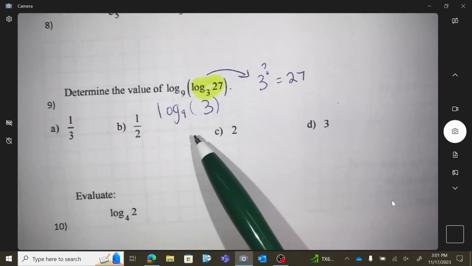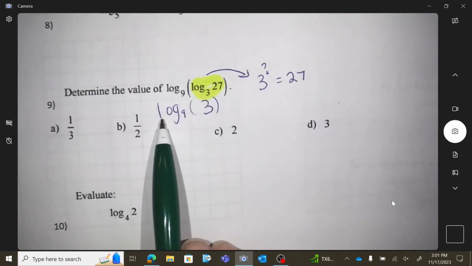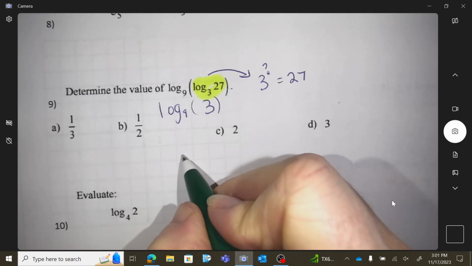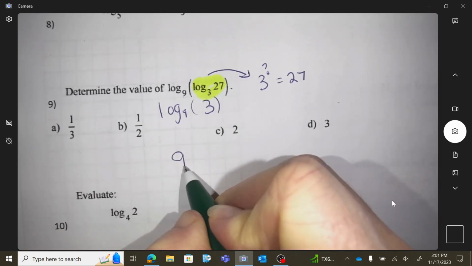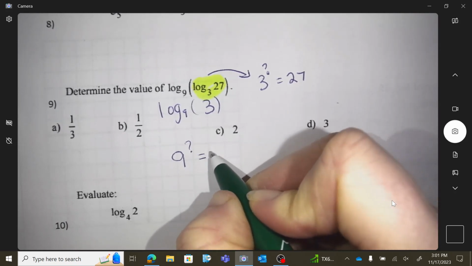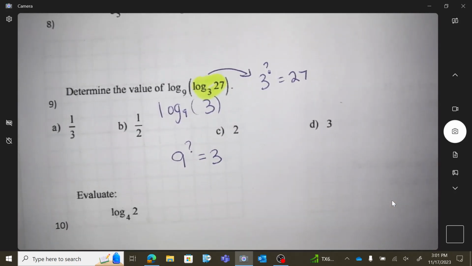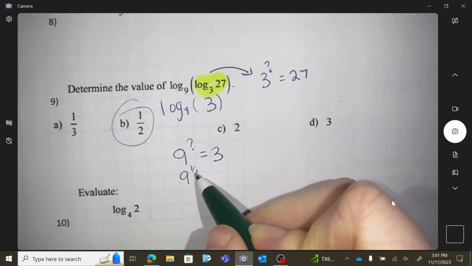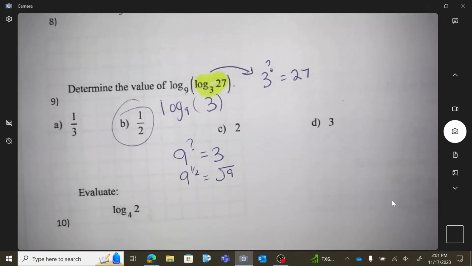Okay, so now the question will change. What is log base 9 of 3? So what is your brain doing? Base is 9. We're trying to figure out an exponent to get 3. 1/2. Remembering that a 1/2 is equal to doing a square root.